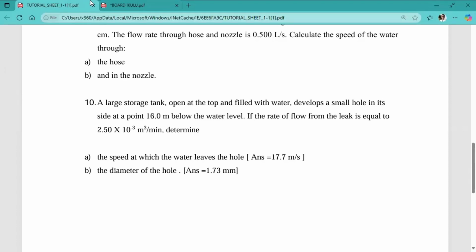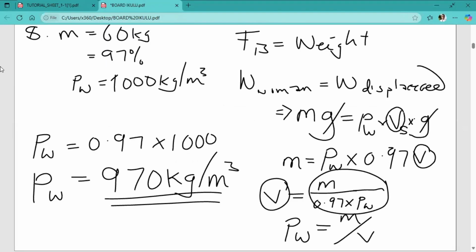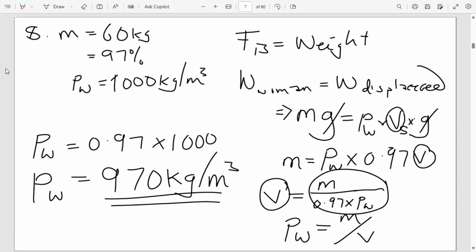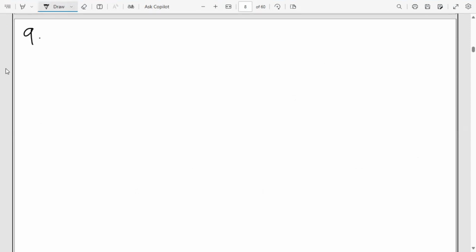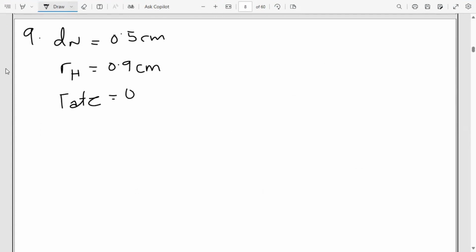Okay, so question 9. They've given us a diameter of the nozzle, which is 0.500 centimeters. Then we have the radius of the hose to be equal to 0.9 centimeters. Then they've also given us the flow rate, which is equal to 0.5 liters per second.